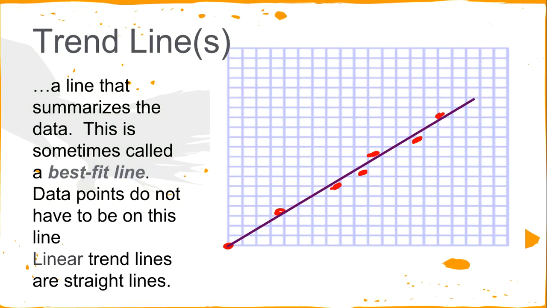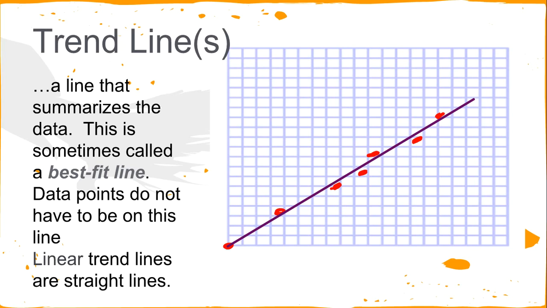In scientific graphing, we always add a trend line, which is going to summarize what your data is showing. Sometimes you'll hear this called a best fit line. A trend line does not have to touch the data points. Sometimes it does, sometimes it doesn't, but they don't always have to.